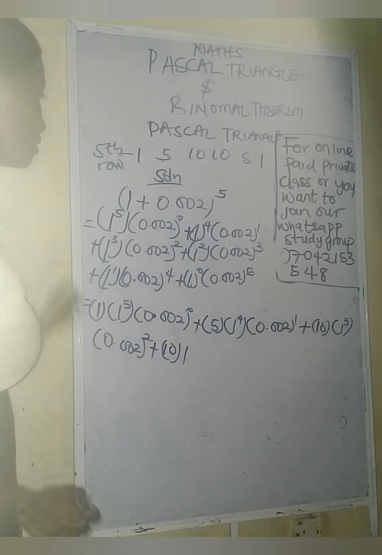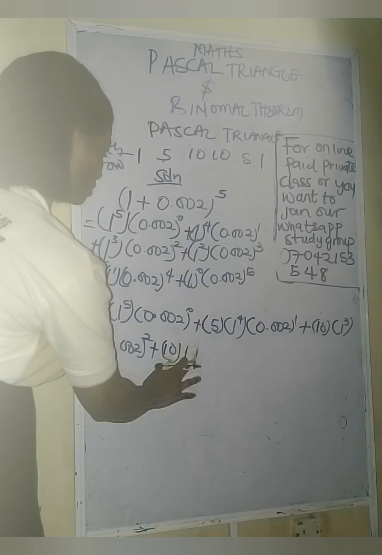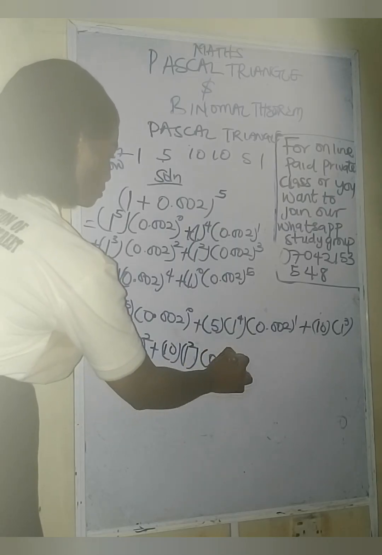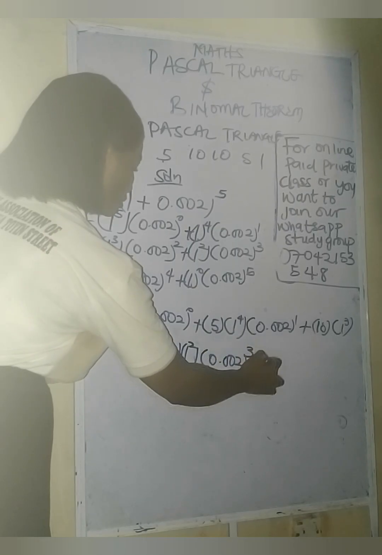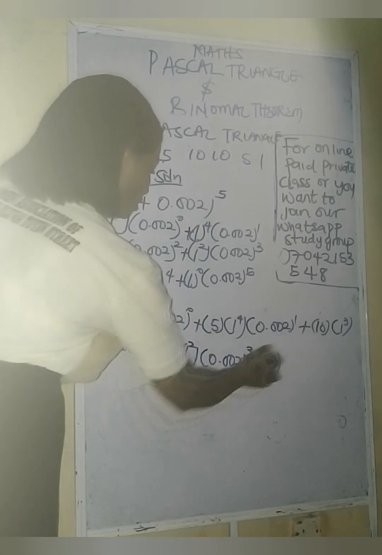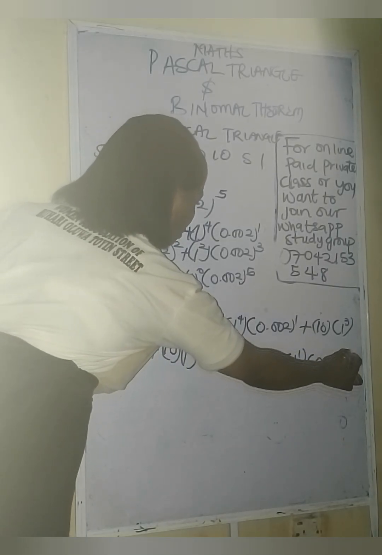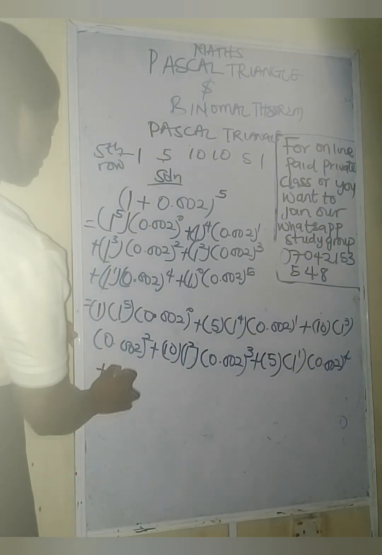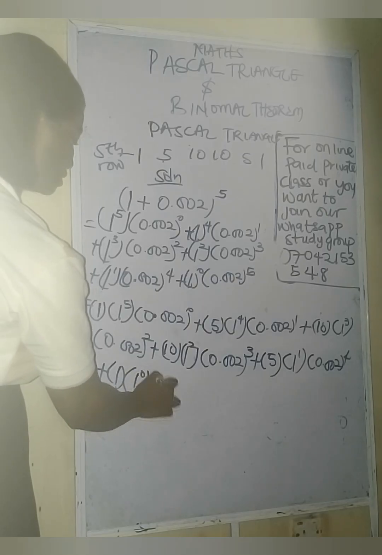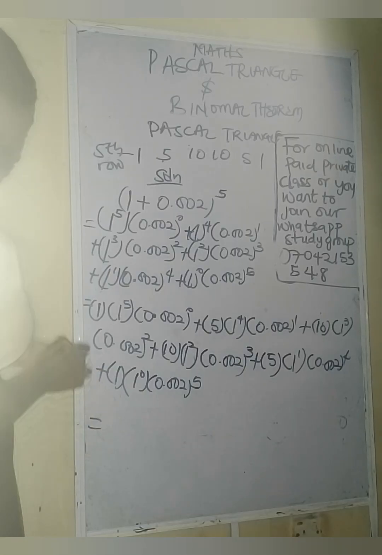1 raised to power what? So this is 1 raised to power 4, 1 raised to power 3, and this is 1 raised to power 2. So you have to be careful so that you won't mix up this, okay? 0.002 raised to power 3, plus the next one is 5, okay? That is 1 raised to power 1. So that is 0.002 raised to power 4, plus the next one is 1, which is 1 raised to power 0. So that is 0.002 raised to power 5. So it is complete. So now let's open the brackets.